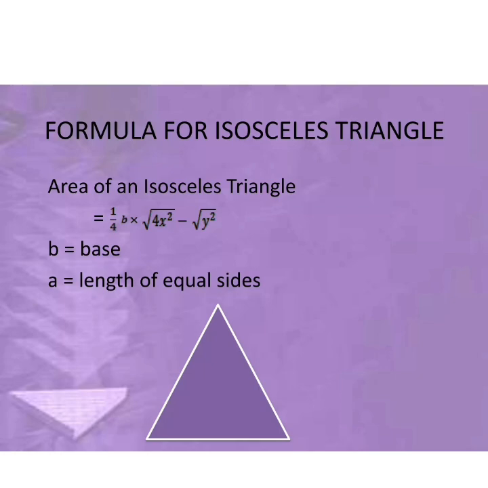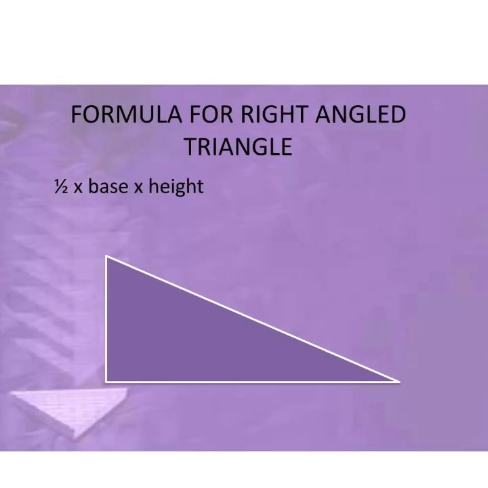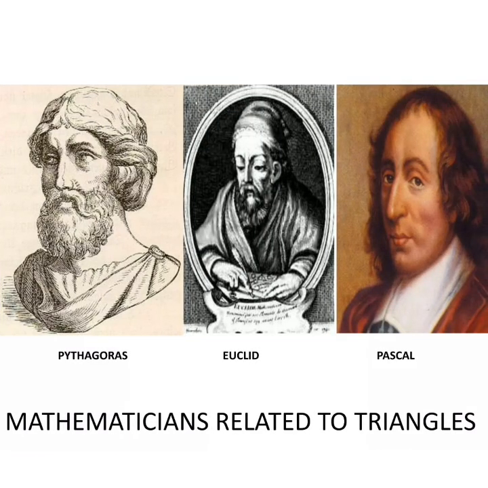Formula for isosceles triangle. The area of an isosceles triangle is equal to 1/4 b into root of 4a square minus b square, where b is the base and a is the length of the equal sides. Formula for right angle triangle. Half into base into height.